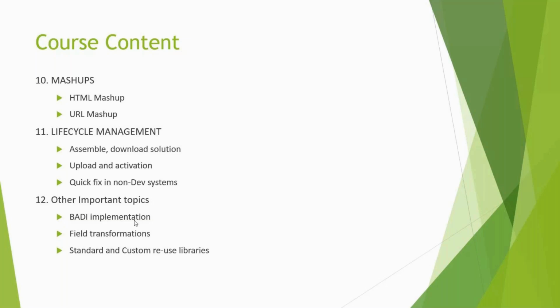And field transformation, this is also one of the important topics. Let's say in the UI, you want to get the logged-in user's org unit or sales unit on the UI screen. Those types of things we can do in a field transformation. We will go through that once the course starts. And then we have standard and custom reuse libraries.